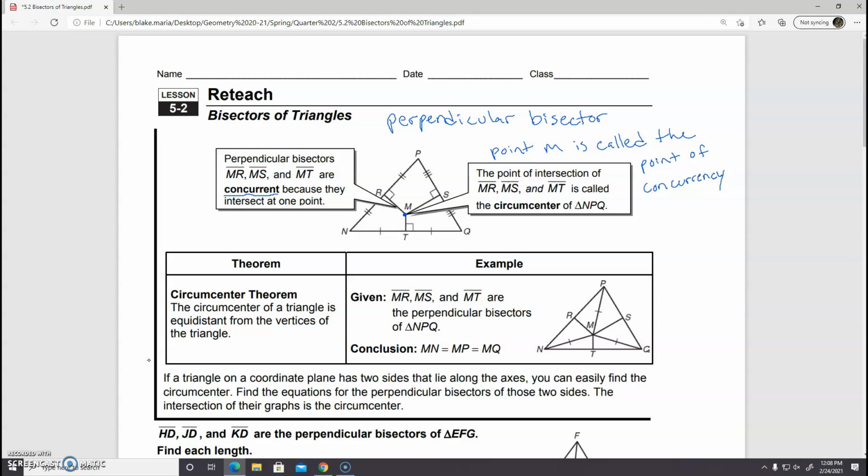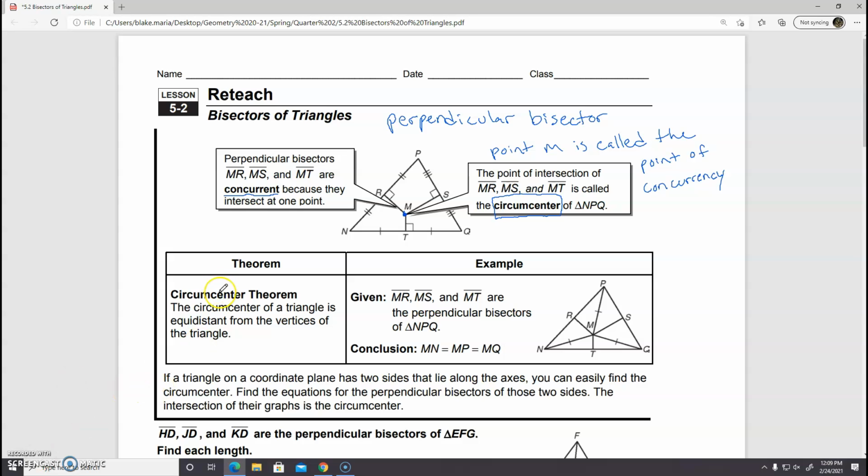Right, where they cross. And they have a special name for that point of concurrency. They call it the circumcenter. So where all your perpendicular bisectors cross is called the circumcenter. Now what's so special about the circumcenter? Why do we need to know this?